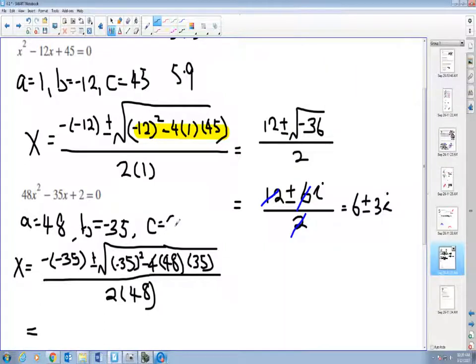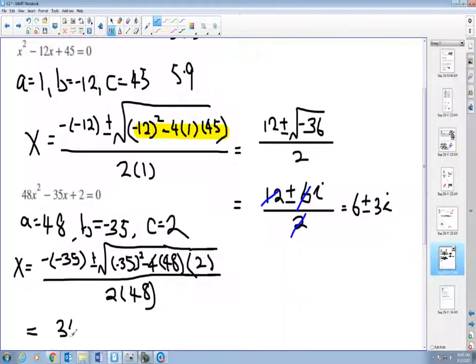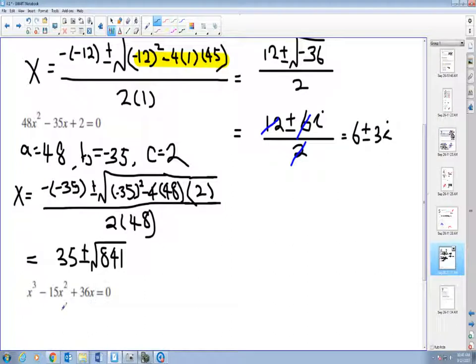Oh, I'm sorry, my C is 2. It's supposed to be 2 right there. Ooh, almost messed it up. There we go. 841. Ugh. So that would be 35 plus or minus the square root of 841, whole thing over 2 times 48, which is 96.